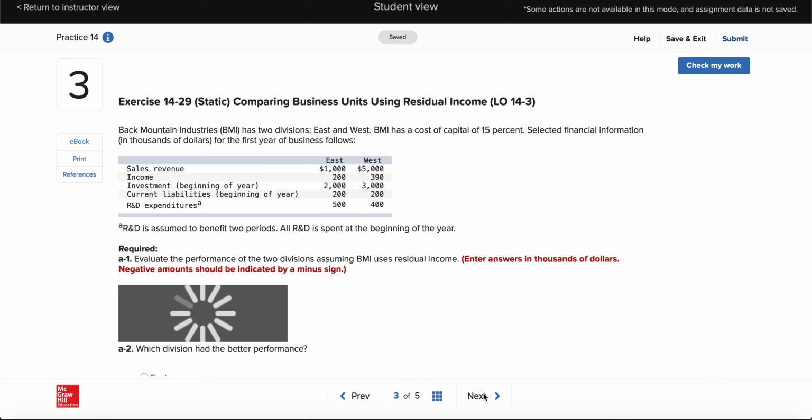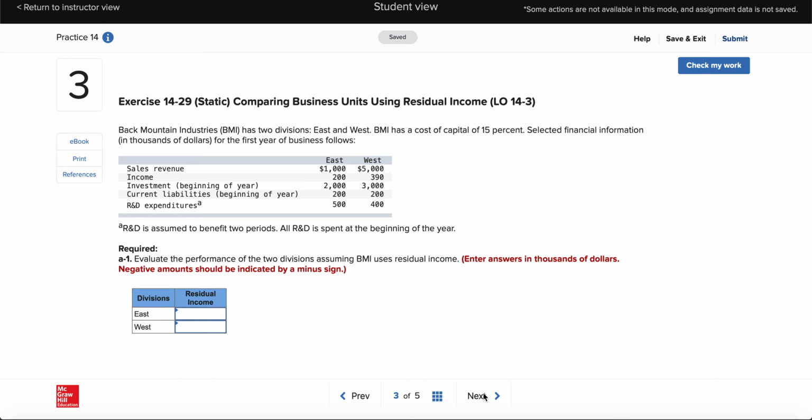Question 3. With this one, we are evaluating the performance of the same company as question 2, but we're using residual income in this case. And to calculate the residual income here, we're going to look at our cost of capital, which in this case is 15%. We're going to multiply that times the investment that we have, this 2,000 for the East and 3,000 for the West. And we're going to compare that to the income that we have here.